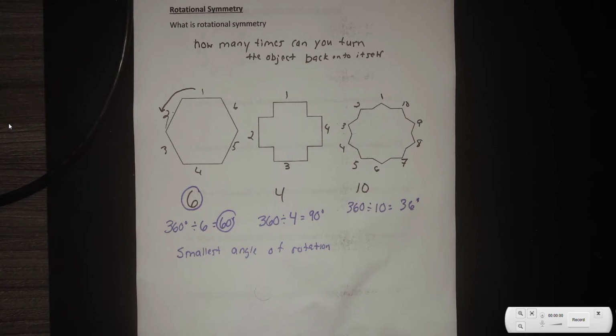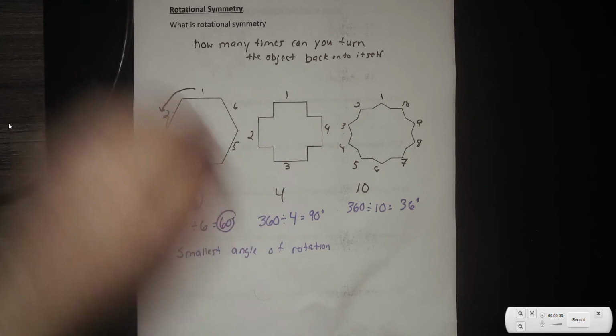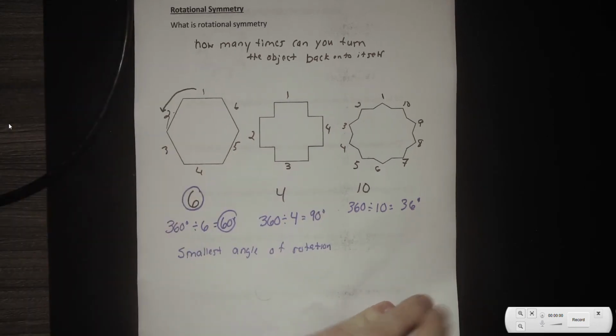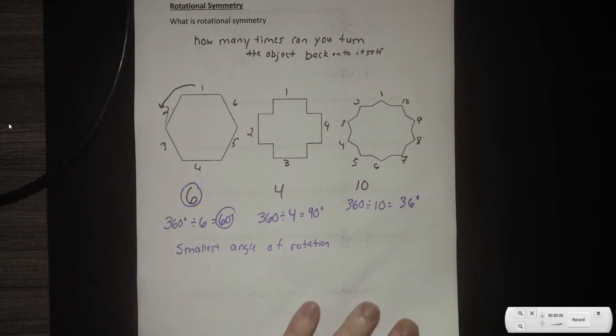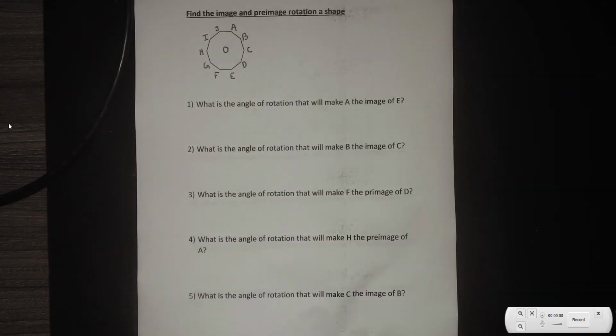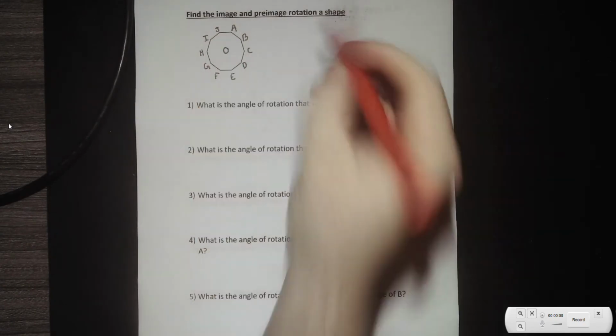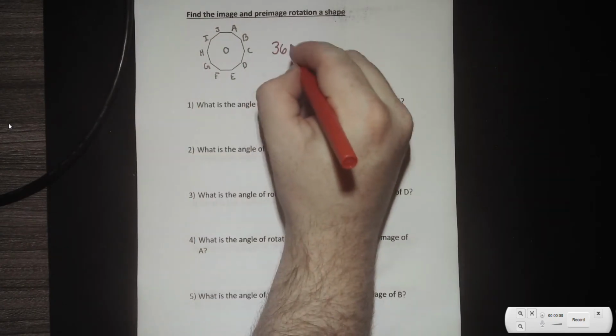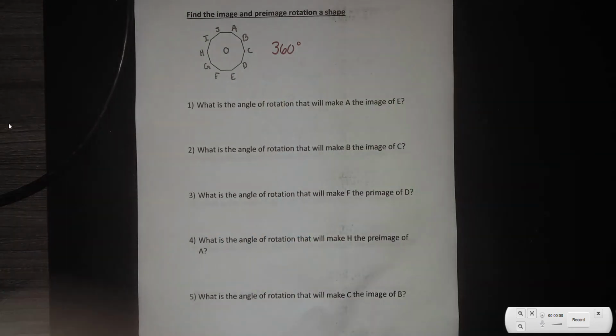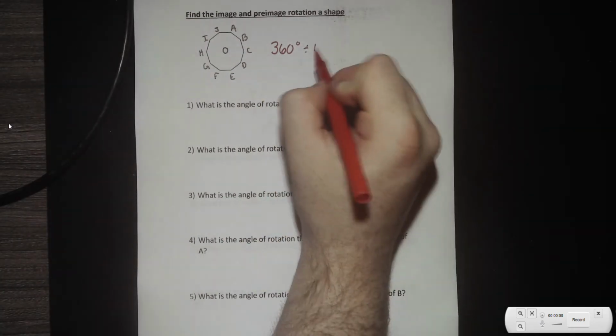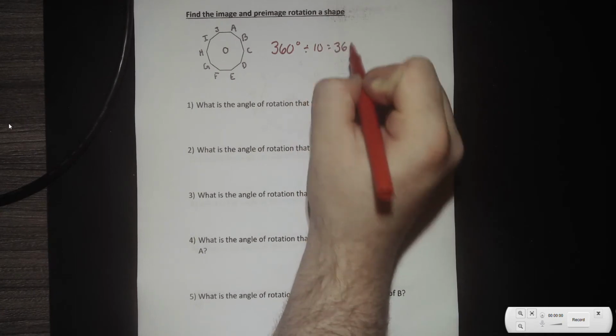Now, what if I want to apply this to rotating something outside of a coordinate plane? Like the last time we did it was just rules based off of coordinate planes. Well, we can do this. I'm going to look and say, this thing has 1, 2, 3, 4, 5, 6, 7, 8, 9, 10 points. So its smallest angle of rotation is going to be 360 divided by 10, which gives me 36.